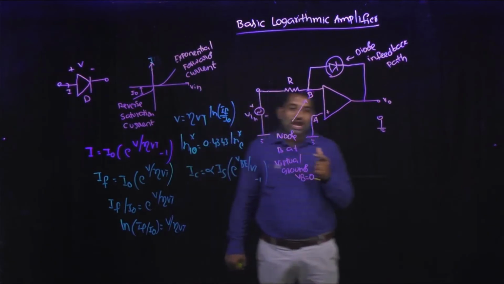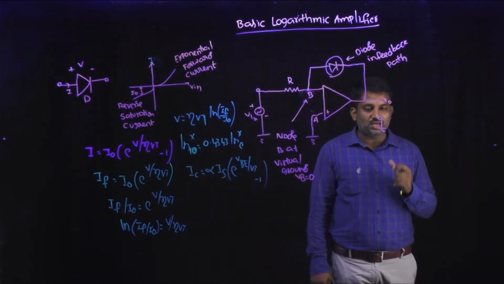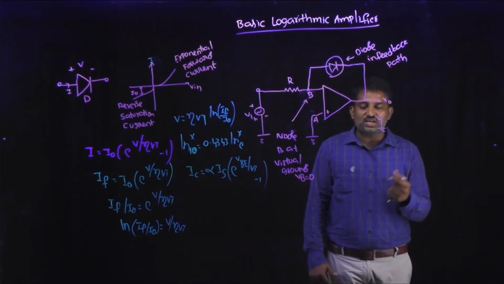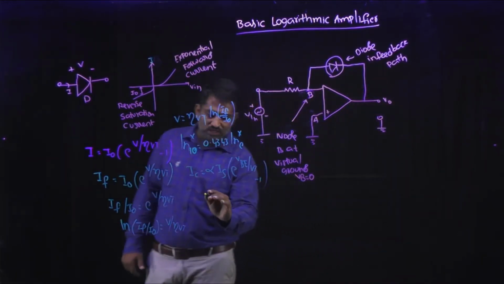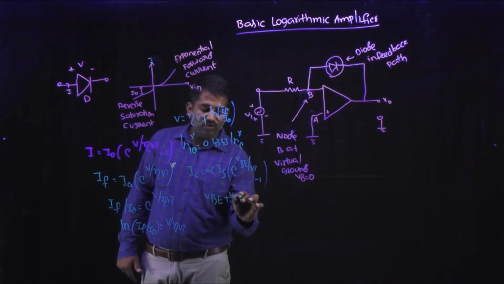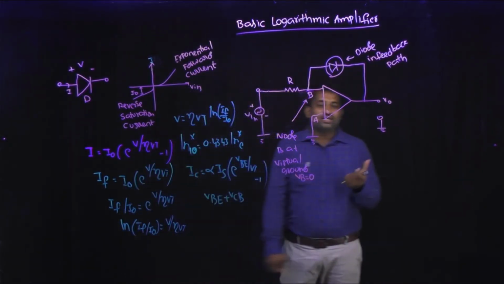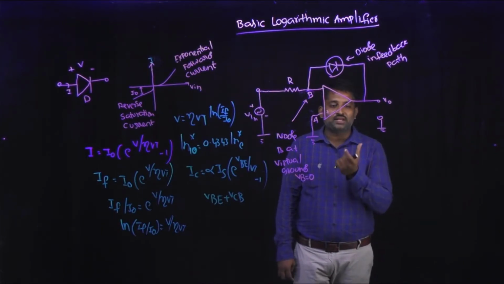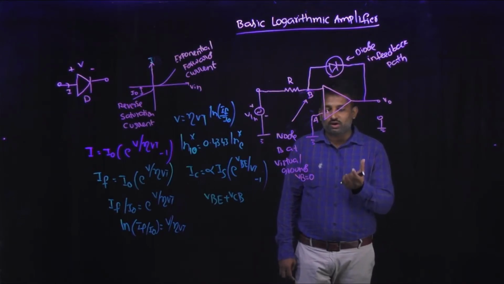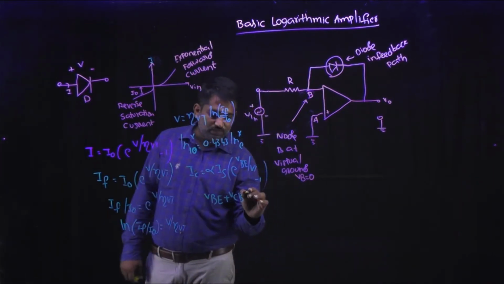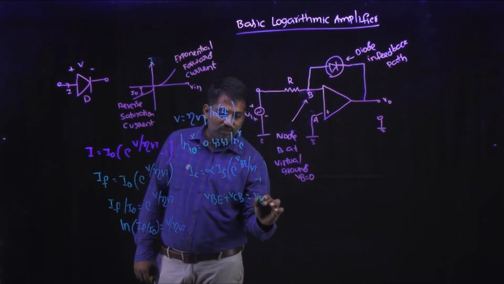Here why we have chosen VBE is, generally the voltage across the BJT is VBE plus VCB, but whenever the transistor is used in the negative feedback path, then the collector base voltage will be connected to ground. That's why we are going to consider VBE plus VCB as VBE.